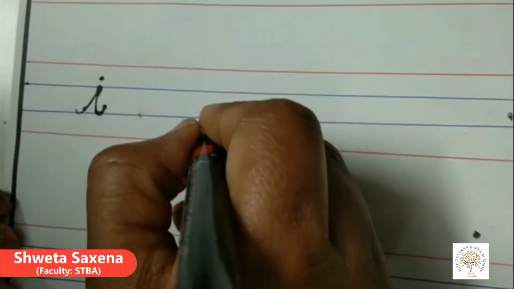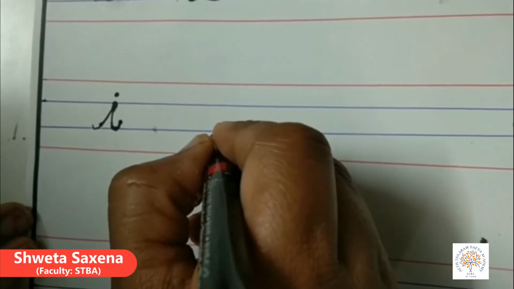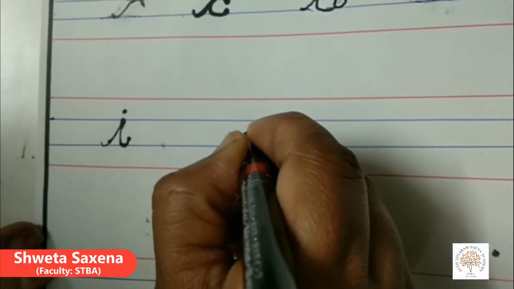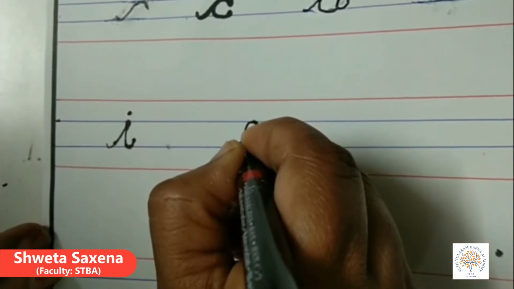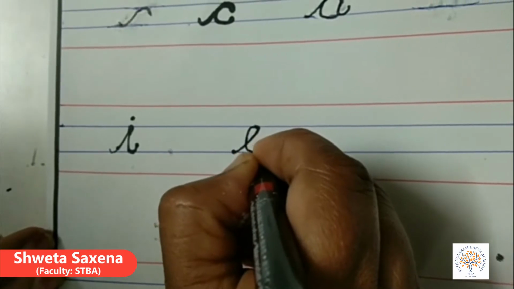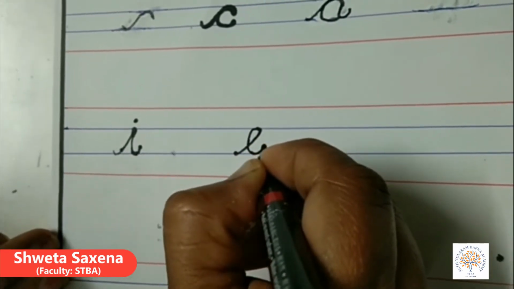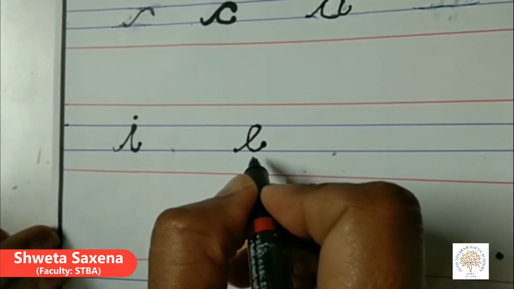Next letter E. Start from the third line, go to the second line, give a little curve, make a loop and come down, give a little curve. E. E for elephant, E for egg.